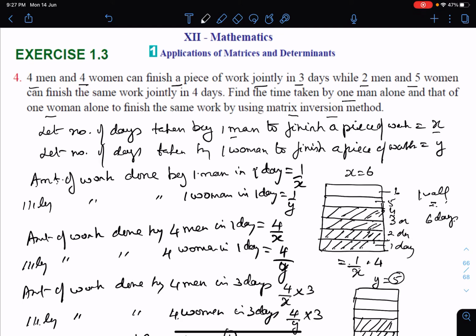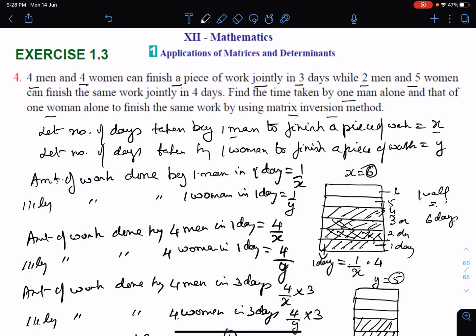Now I'll explain how we are going to get this 1 by x. Suppose a man is building this wall. He is taking 6 days in total. So first day he can do this much work, second day this much work, third day this much, and similarly 4, 5, 6 days he completes. That means in one day, what will be the amount of work done by him? It will be 1 by x.